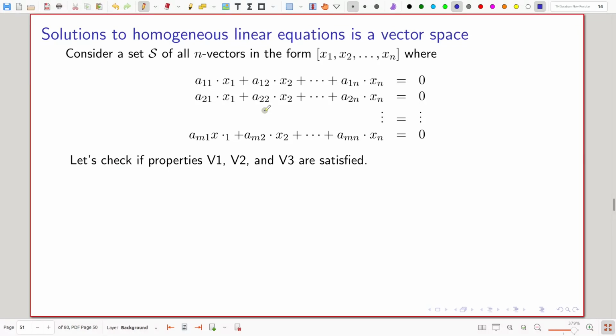Now the other thing that is also a vector space is the set of solutions of homogeneous linear equations. We can prove that as well, but before we do that, let me again show you geometrically what this looks like.